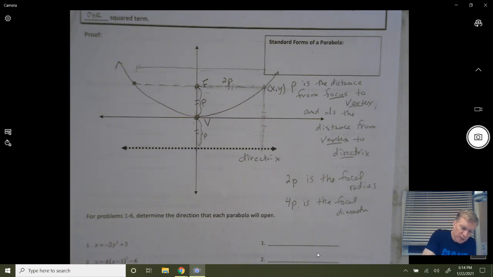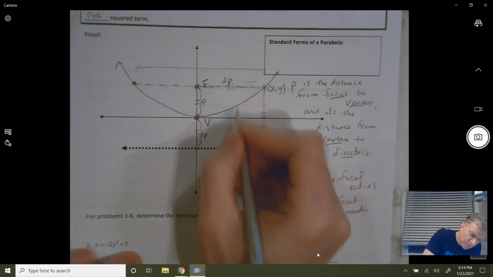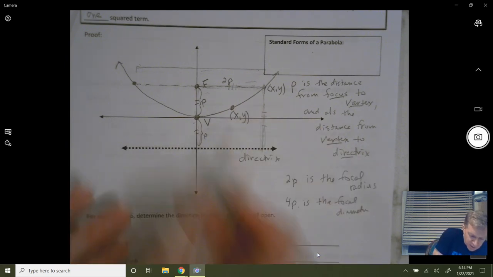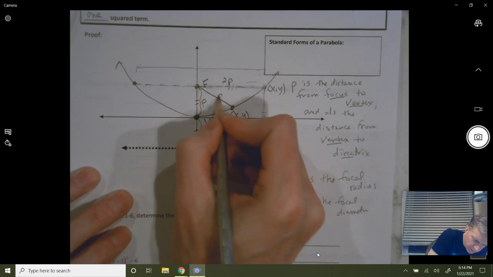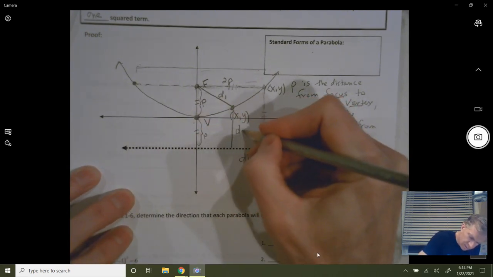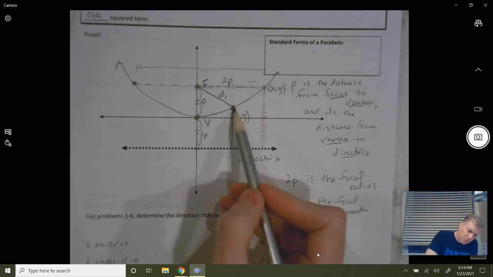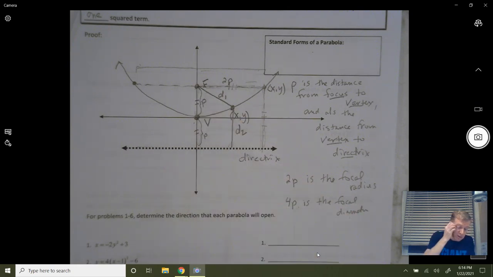Let's take any point x, y. I'm not going to take this one just because that one's a very specific point. Let's take a point over here. For any point on your parabola, x comma y, this distance, d1, has to equal this distance, d2. That's our definition. For any point x, y on your parabola, the distance from the focus has to equal the distance to the directrix. So let's figure out these two distances.